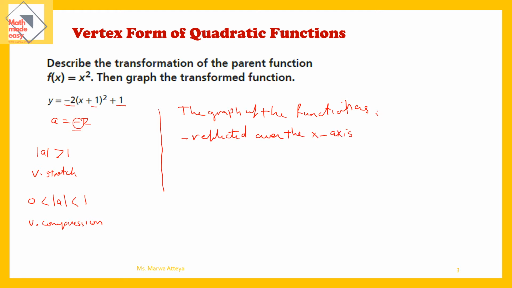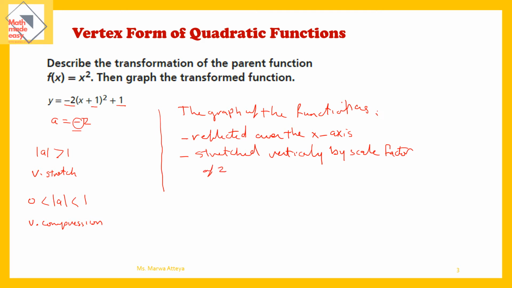We have the value of a equal to -2, then the absolute value is equal to 2, which is greater than 1. Then what else has happened? The graph is also stretched vertically. We can say by a scale factor of 2. So this represents the vertical stretch.